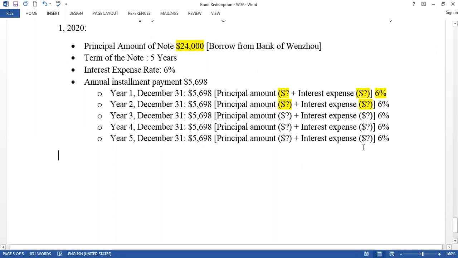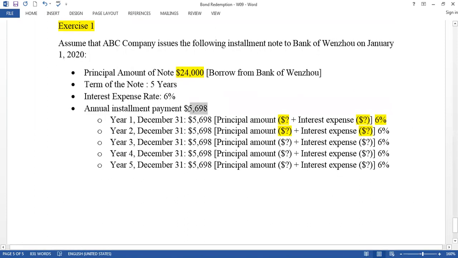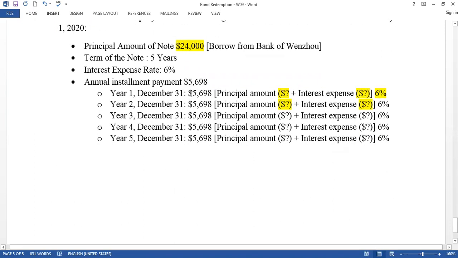So this is our question. Interest rate 6%, right? And annual installment payment $5,698. Every year a similar amount, but we have to calculate which part is the interest expense and which part is the principal amount.